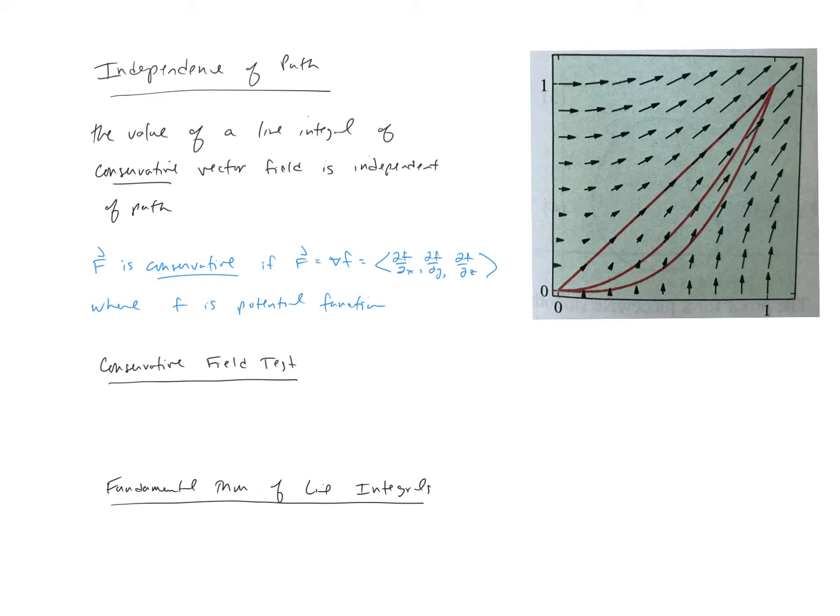Now, to figure out if the vector field is conservative or not, we have a conservative field test. So we'll go ahead and say that F, which is equaling P, Q in this case, is conservative if and only if, iff, partial P partial y is equal to partial Q partial x. So it's a pretty quick determination to decide if the vector field is in fact conservative.